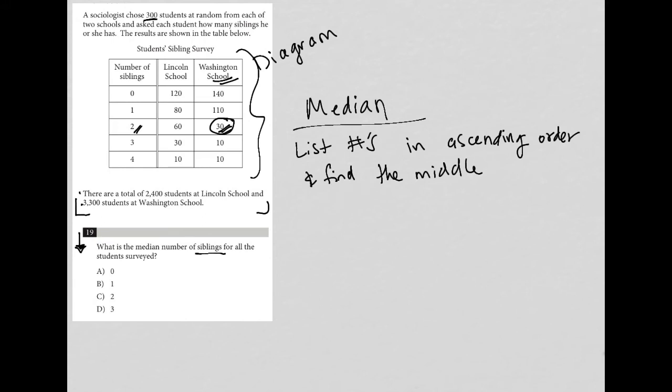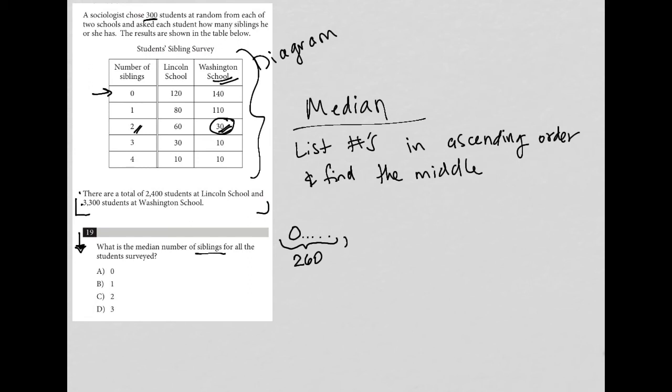So I know, based upon this first row of the table, that I have 260 zeros. So I'm going to say 0, 0, 0, dot, dot, dot. Those dots represent a list of more zeros. How many of them do I have? Well, there's 260 total students between the two schools that have 0 siblings.